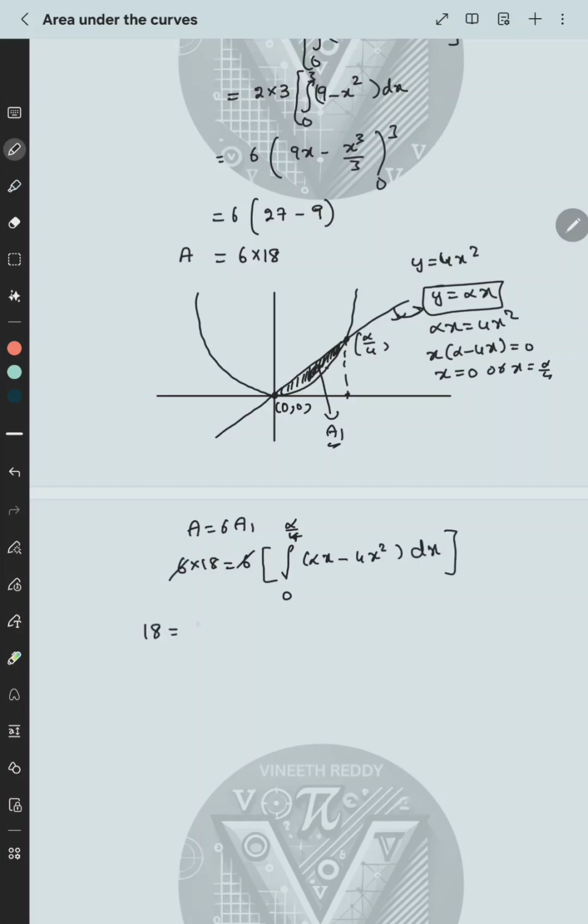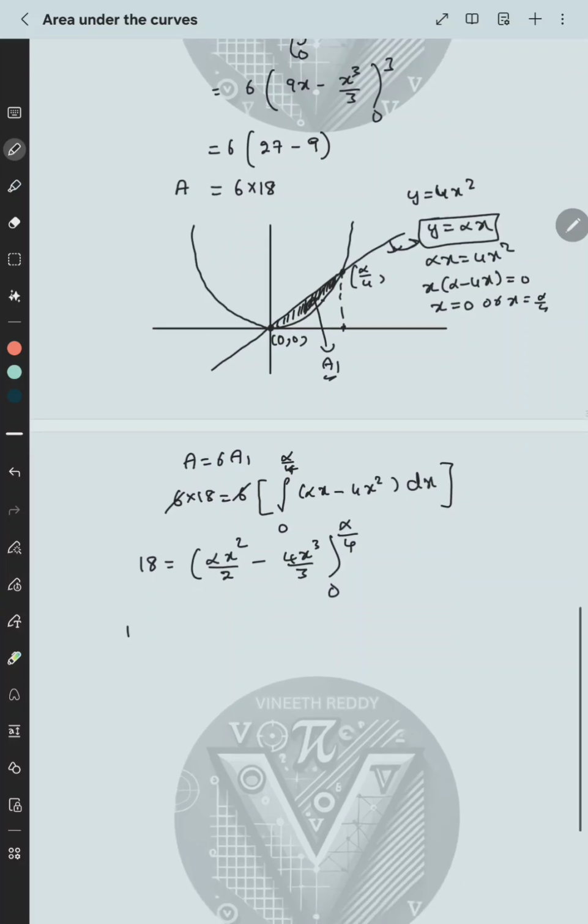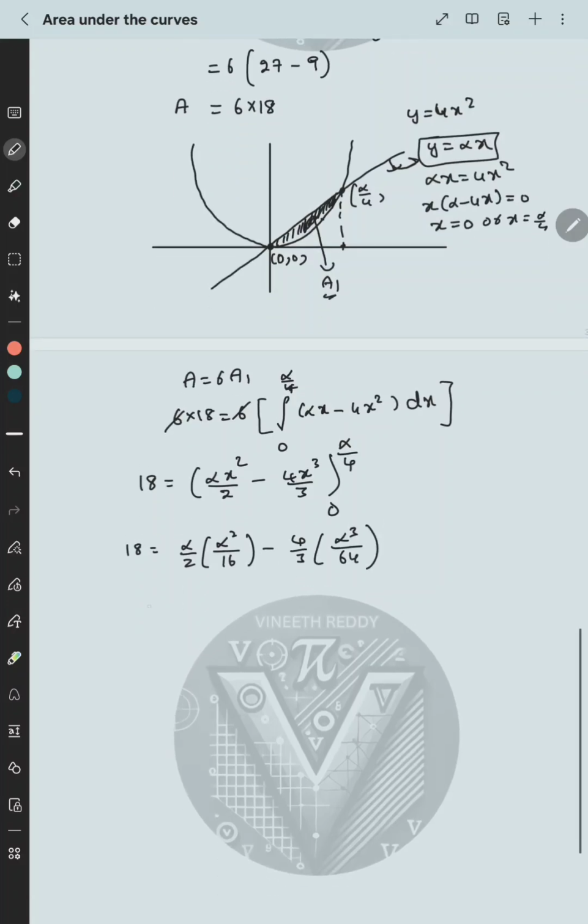We get 18 is equals to, इंटीग्रेट करो, alpha x square by 2 minus 4x cube divided by 3. Limits are from 0 to alpha by 4. So we get 18 is equals to alpha by 2 into x की जगह alpha by 4 लिखो भाई, x square, alpha square by 16 आएगा यहाँ पे. अगेन alpha cube by 64 आएगा. लोअर लिमिट तो वैसे भी 0 है, ठीक है. तो we get 18 is equals to alpha cube divided by 32 minus, अच्छा, ये भी 16 हो गया, alpha cube divided by 3 into 16.